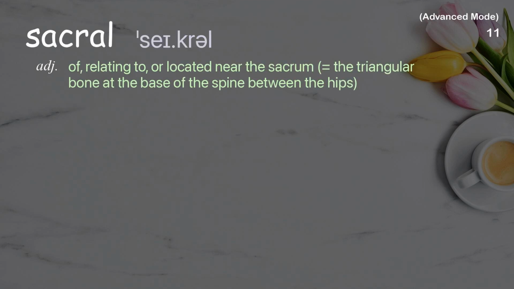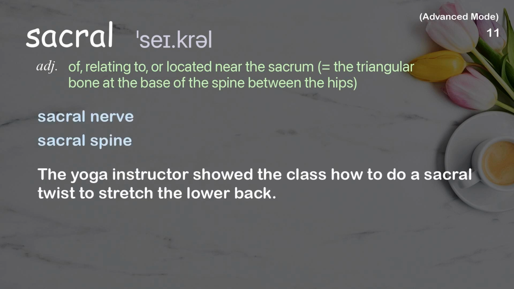Sacral. Of, relating to, or located near the sacrum, the triangular bone at the base of the spine between the hips. Examples: Sacral nerve. Sacral spine. The yoga instructor showed the class how to do a sacral twist to stretch the lower back.